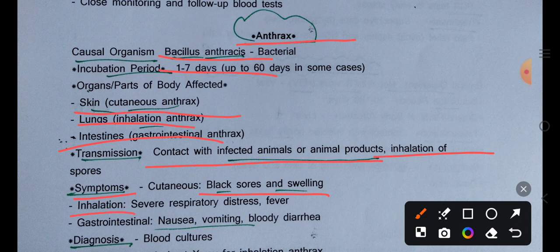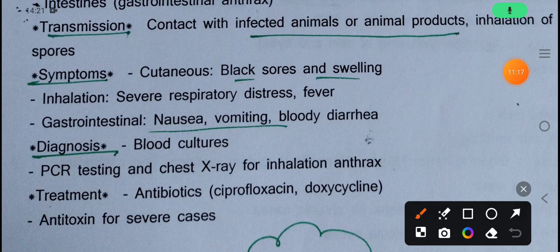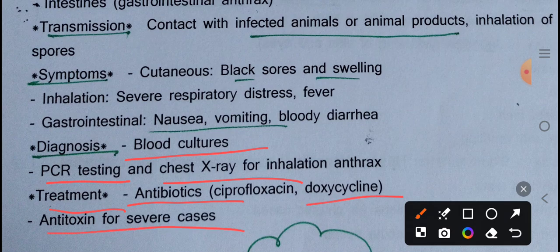Inhalation symptoms include severe respiratory distress, fever. Gastrointestinal symptoms include nausea, vomiting, bloody diarrhea. Next is diagnosis. So blood culture can be used for diagnosis, PCR testing, and chest X-ray in case of inhalation anthrax. Treatment involves antibiotics like ciprofloxacin, doxycycline, and antitoxin for severe cases.